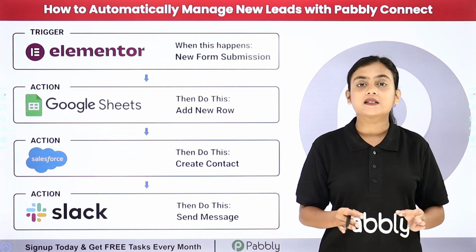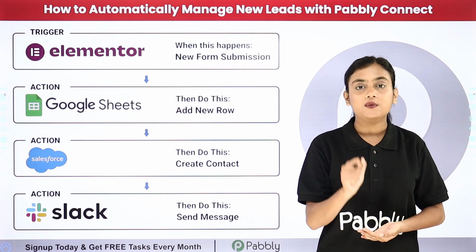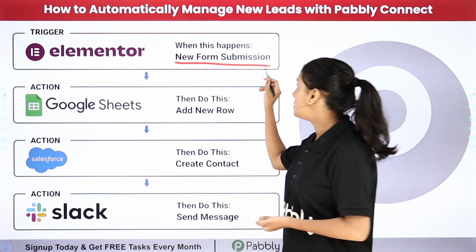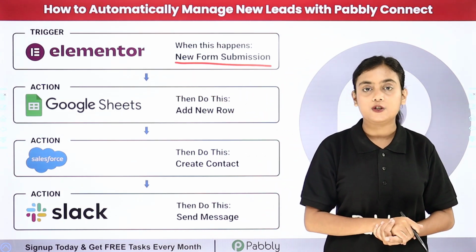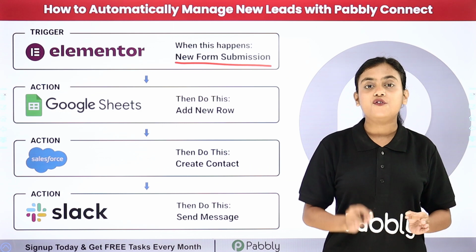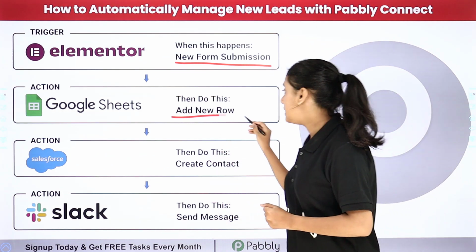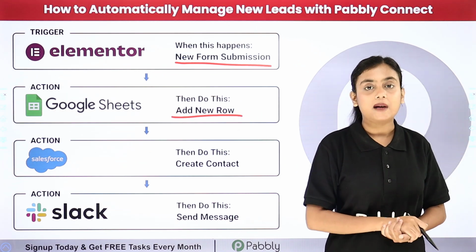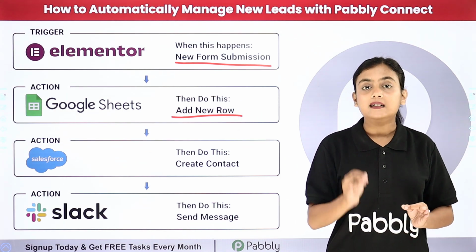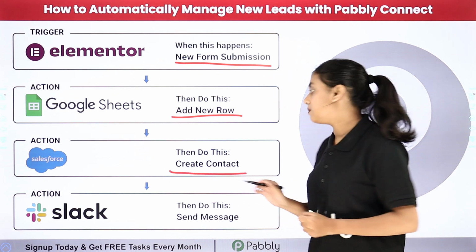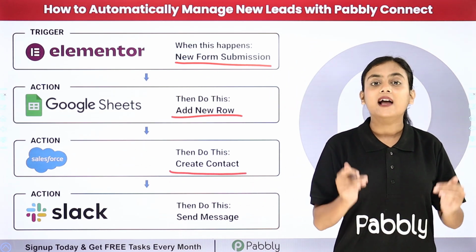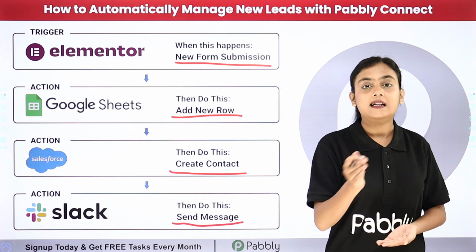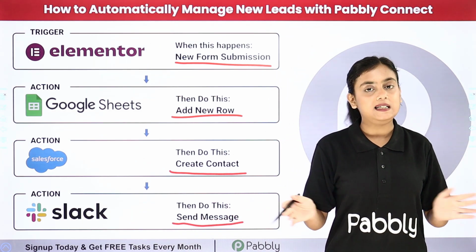So in this automation, what we're going to learn is that with the help of Elementor, whenever any of my potential customers does a new form submission, that means whenever a new lead is generated, automatically the lead details are first created as a record in my Google Sheets. A new row is going to be added in my Google Sheets. And with that, the lead is going to be created as a contact in my Salesforce account. And also, we are going to notify our team on our Slack channel about the lead that has been generated, with the lead details.